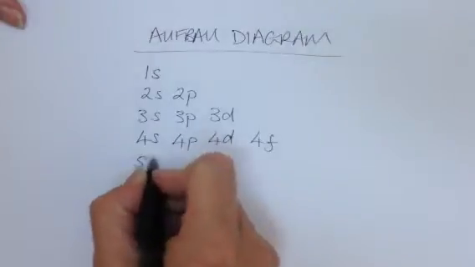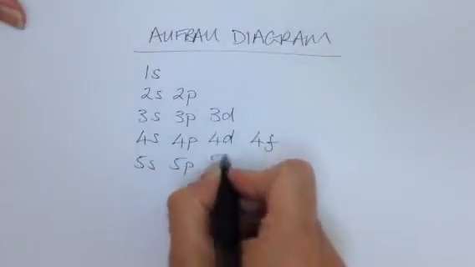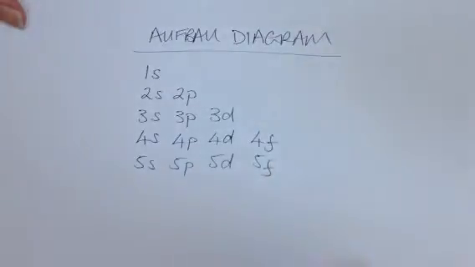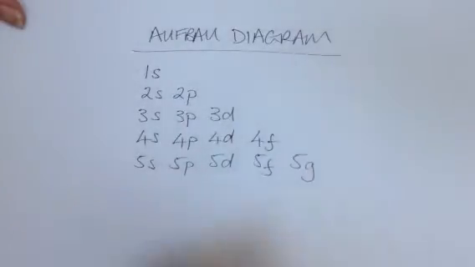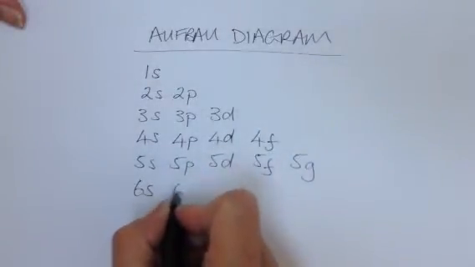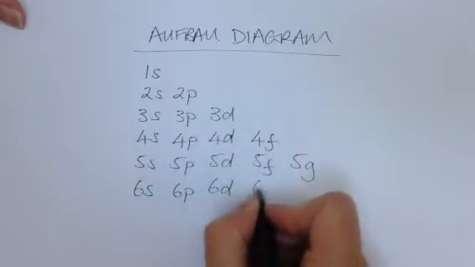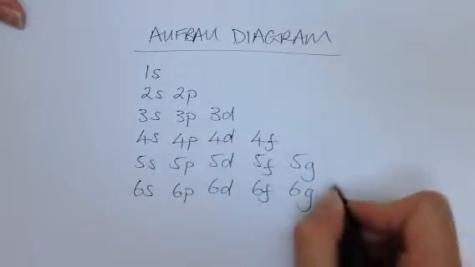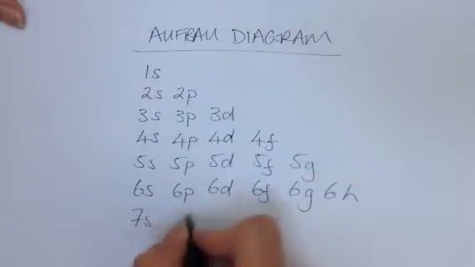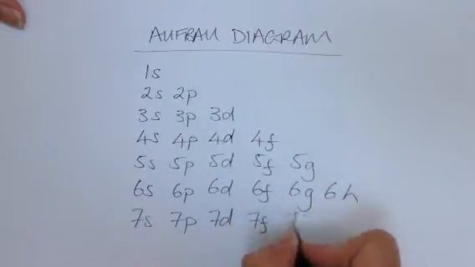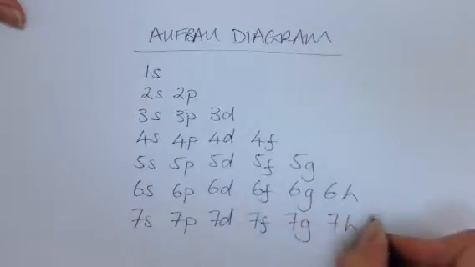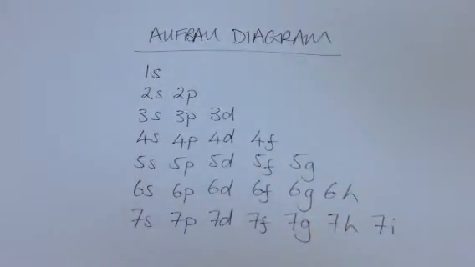n equals 5 has five, 5s, 5p, 5d, 5f. And if you've been following along, you know we've run out of letters. It doesn't really matter, but we can use the letters g, h, and i if we wish: 6s, 6p, 6d, 6f, 6g, and 6h, and then 7s, 7p, 7d, 7f, 7g, 7h, 7i. And the reason it doesn't matter that we run out of letters is right now we don't have any elements that have this many electrons, and you'll see what I mean in a minute.